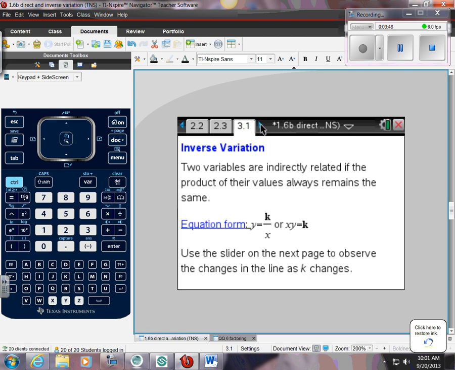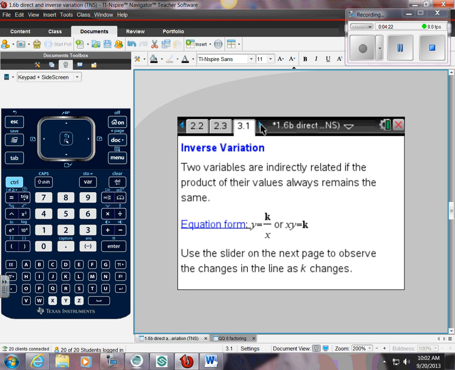All right, so let's talk about inverse variation. Inverse variation is a little bit more difficult, involves two steps instead of just one. So two variables are inversely related if the product of their values always remains the same. Essentially what it boils down to is you need to remember this formula, y equals k over x. K stands for constant of variation. So one of the key words that you will see is inversely related or inversely proportional. Inversely, that's your key word. As soon as you see that, you write down y equals k over x.